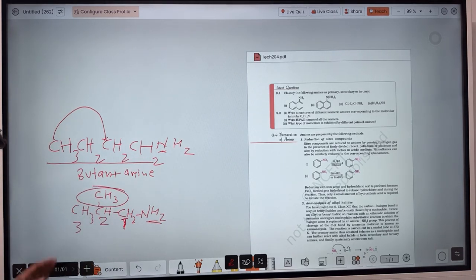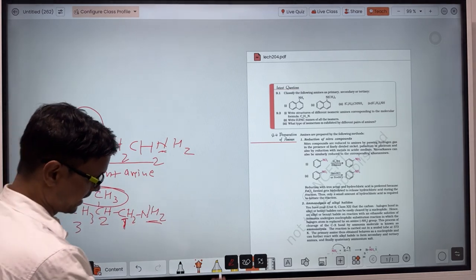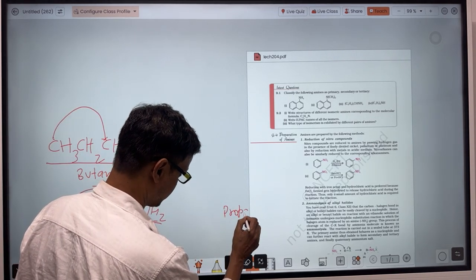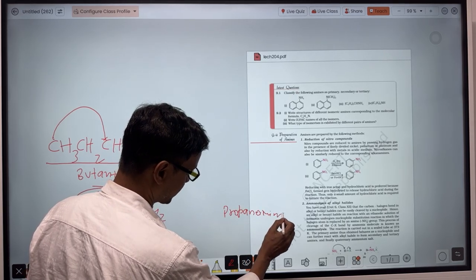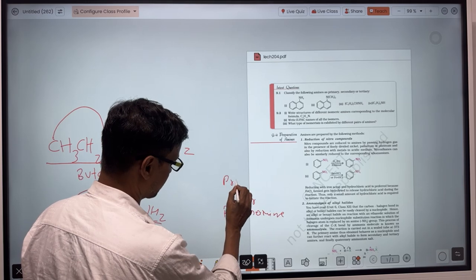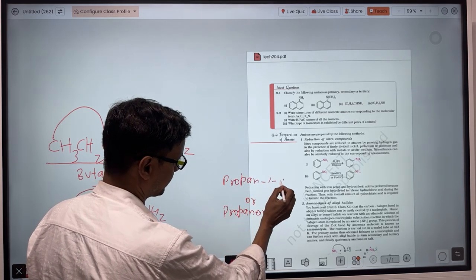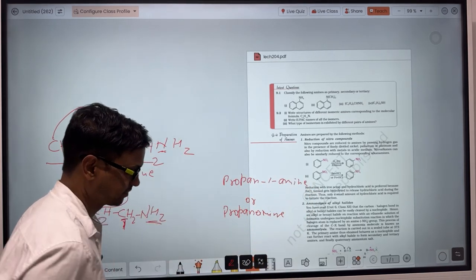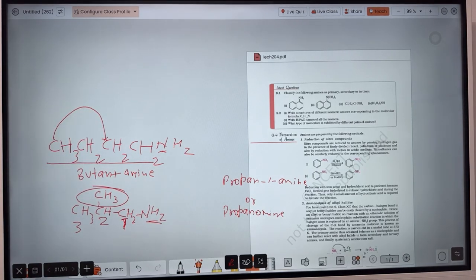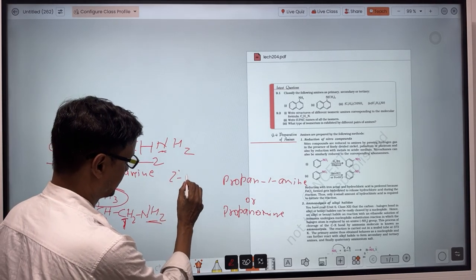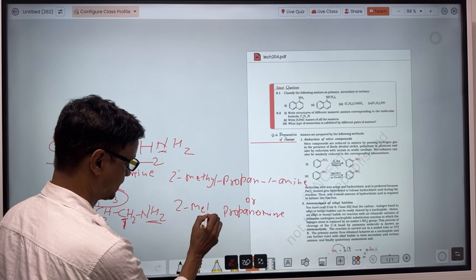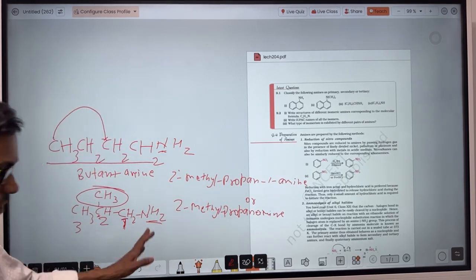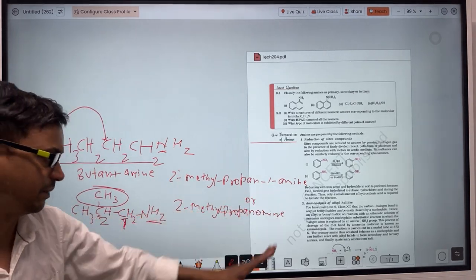So a methyl group is bonded. The main name will be propanamine. The main name will be propane and amine, or propane-1-amine, whatever you would like to write. The main name is that, and the methyl group is bonded to the second carbon, so that's why we write 2-methyl. Here also we can write 2-methyl. So 2-methyl propanamine or 2-methyl propane-1-amine.